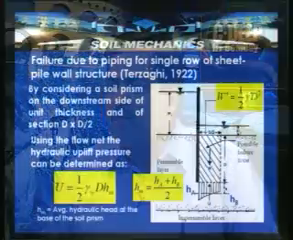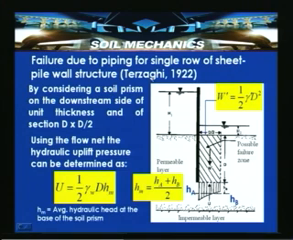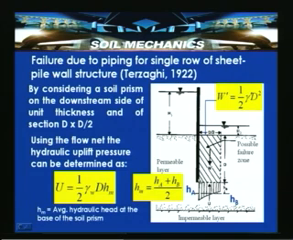So, let us look into the failure due to piping for a single row of sheet pile wall structure. This is after Terzaghi 1922. So, consider a cross section of a sheet pile wall and assume that on the downstream side a wedge of soil, or a prism of soil, is subjected to some uplift. So, here consider a cross section of a sheet pile wall which is embedded in a permeable layer, and D is the embedded depth, and this is an impermeable layer, and according to Terzaghi, this particular zone is referred to as a possible failure zone.